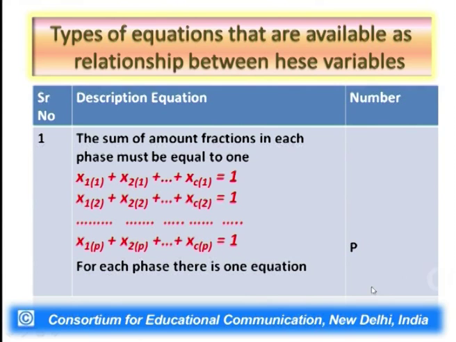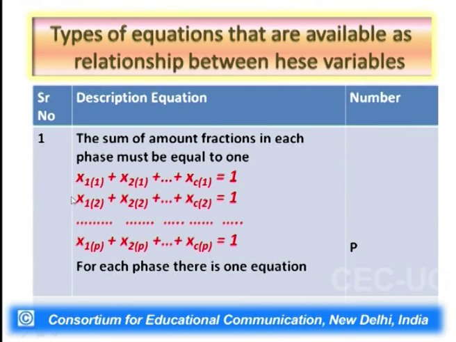So first type, we all know that the sum of amount fractions in each phase of all the chemical constituents which are present should be equal to 1. It means x11, the amount fraction of component 1 in phase 1, plus x21, the amount fraction of component 2 in phase 1, plus so on and so forth. We will keep on adding up to xc1, the amount fraction of component c in phase 1. So, the sum of amount fractions of all the chemical constituents present in phase 1 is equal to 1.